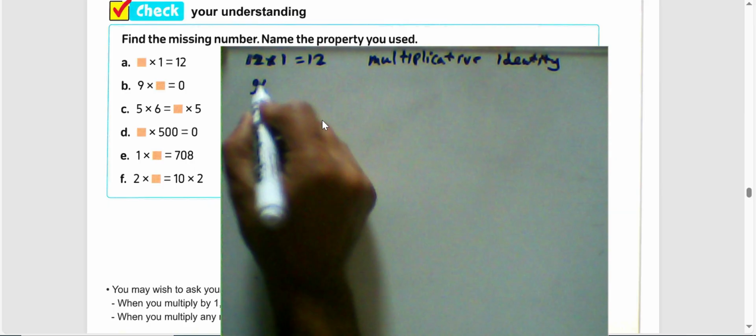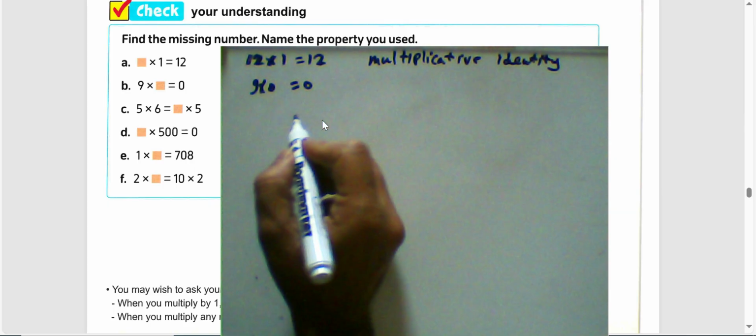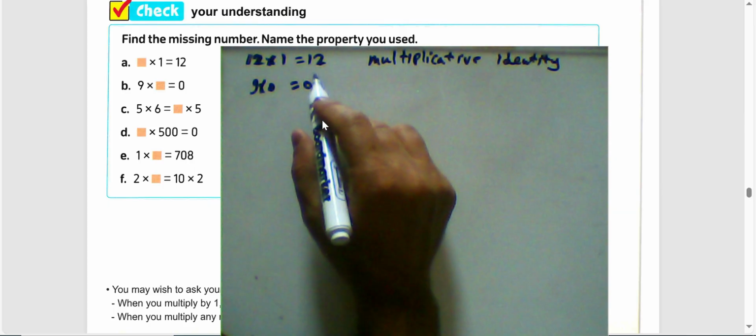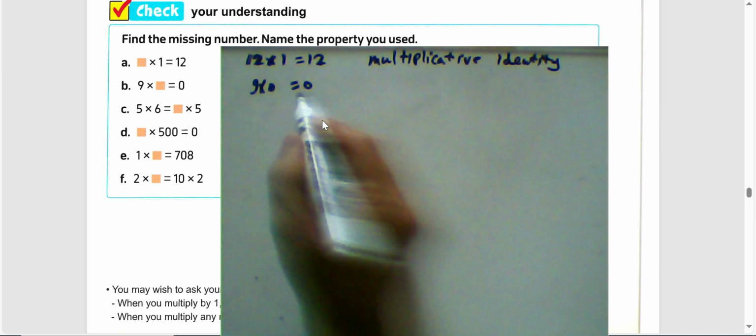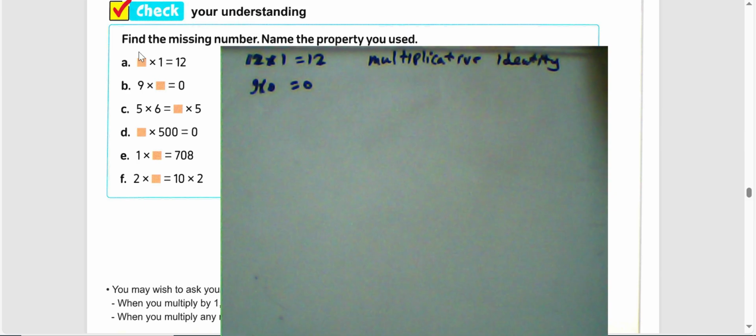9 times 0 equals 0. This property, we have a product of a number and 0 equals 0. We call it the zero property.